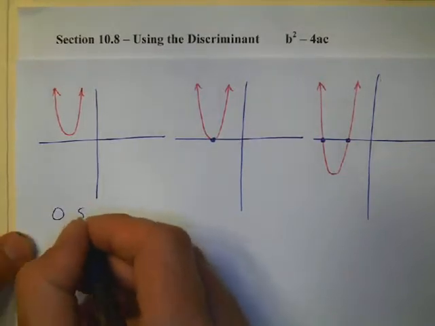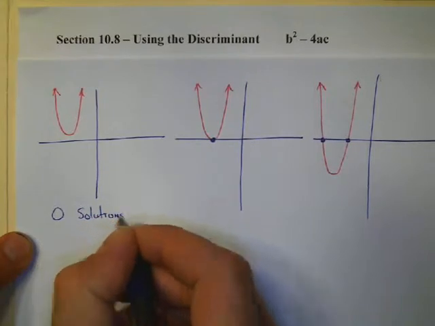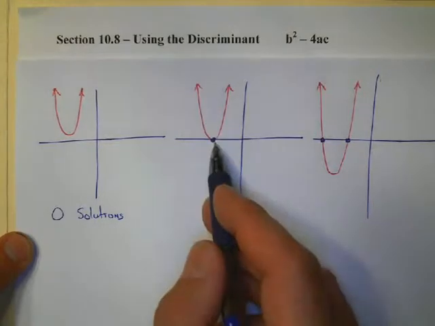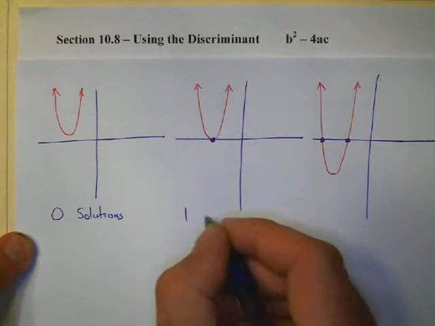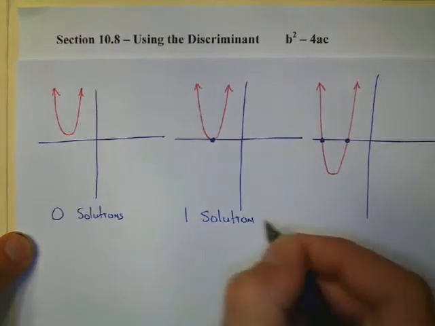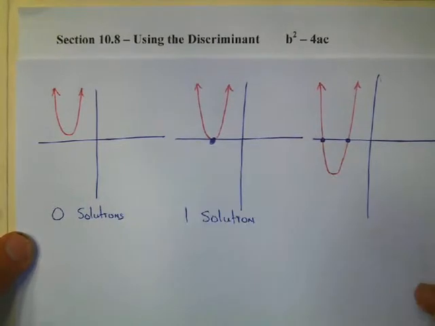Our second problem comes down and touches the x-axis once and then goes back up. Therefore, it only has one solution to the problem. And that solution is at that blue dot. Our third problem, it's obvious the parabola comes down and goes through 2 times, so it has 2 solutions to the problem.